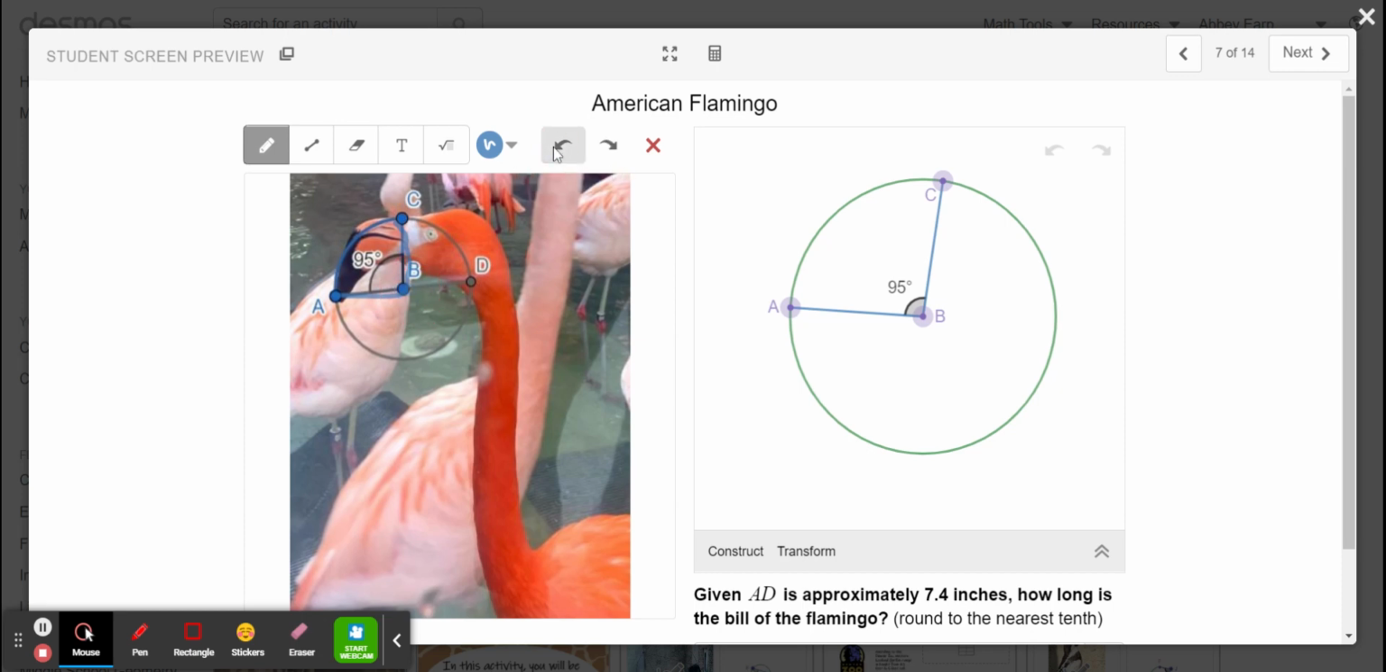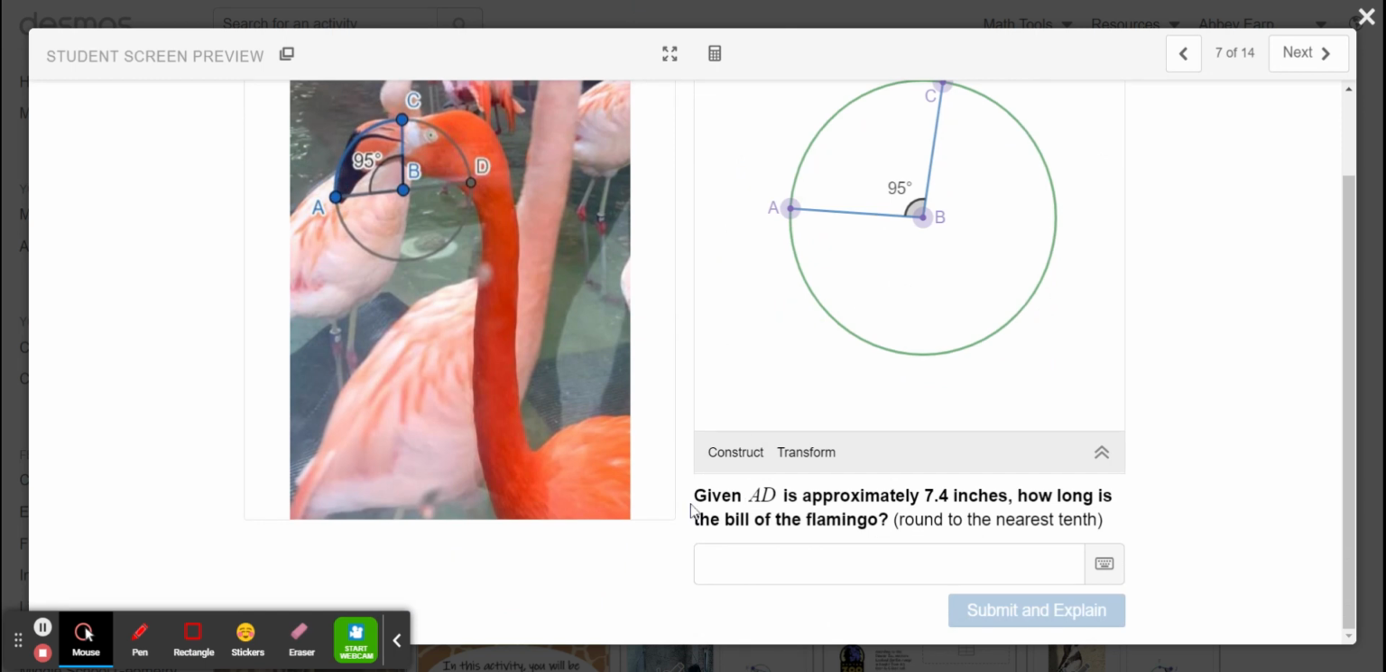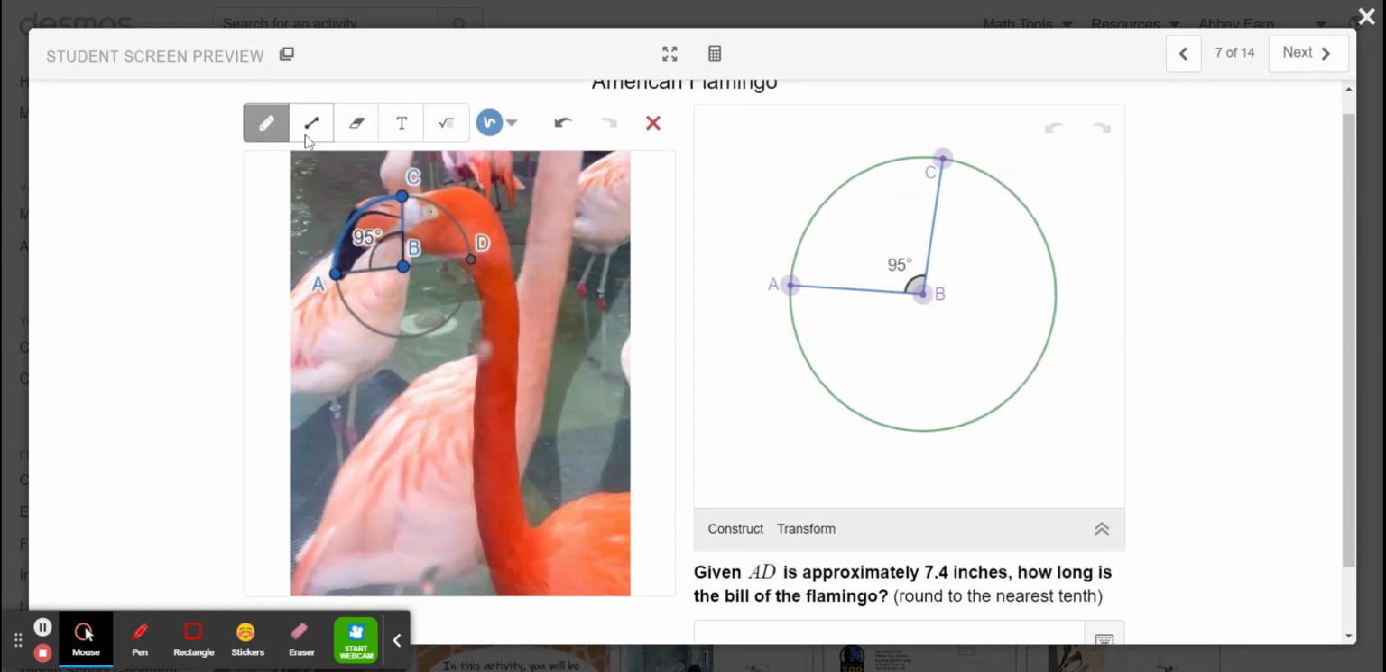So a central angle goes through the center. So we already know that our angle measures 95 degrees. We are given AD is approximately 7.4 inches, and we are trying to find out how long the bill of the flamingo is. So we are trying to find out this length from A to C, or C to A. We are given that AD is 7.4.